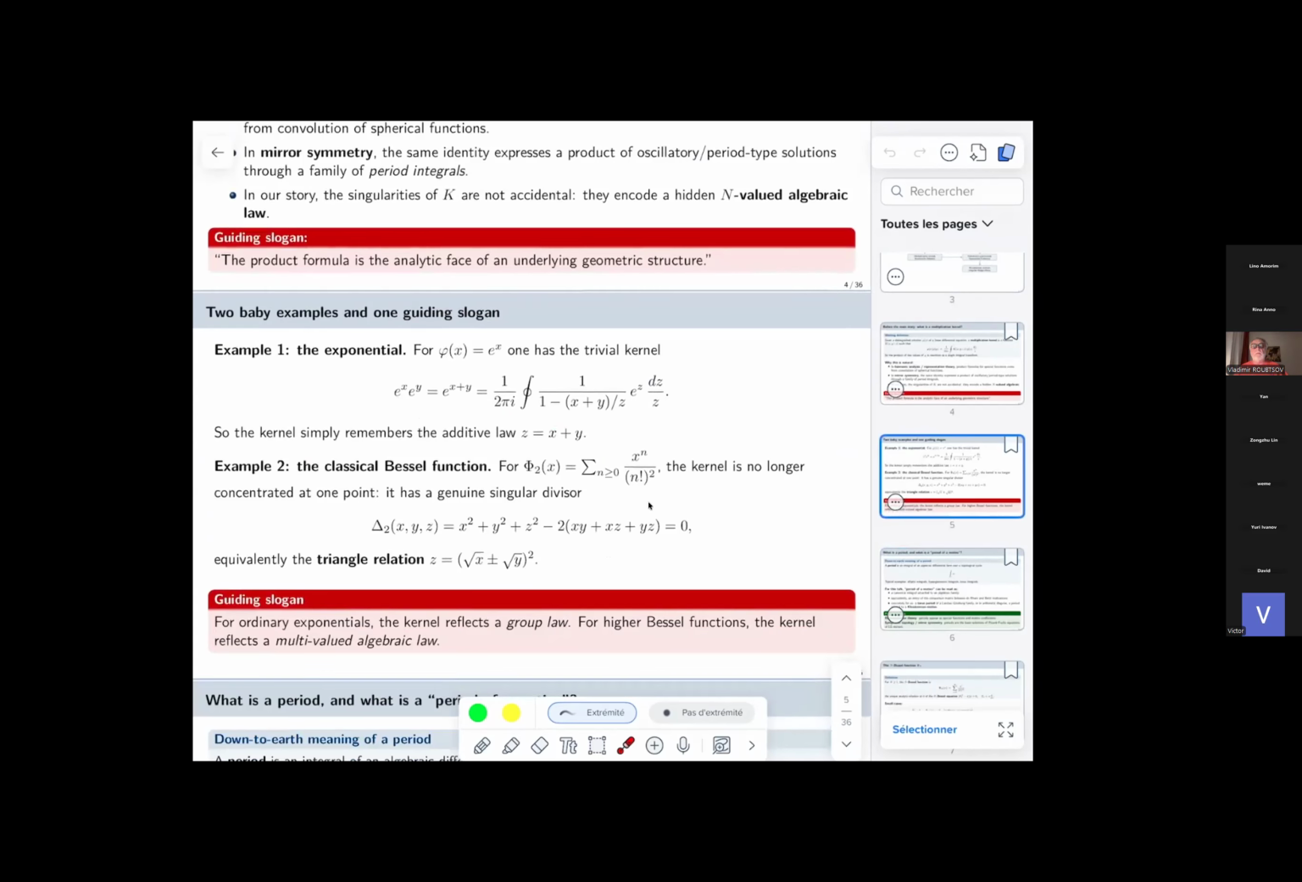The second toy example is the classical Bessel function. By the classical Bessel function, I will understand the analytic solution given by this series, the sum of x to the n over n factorial, squared. And now the kernel is no longer rational, but it is 1 divided by the square root of this quadratic expression. So this is a very simple but very nice and important function.